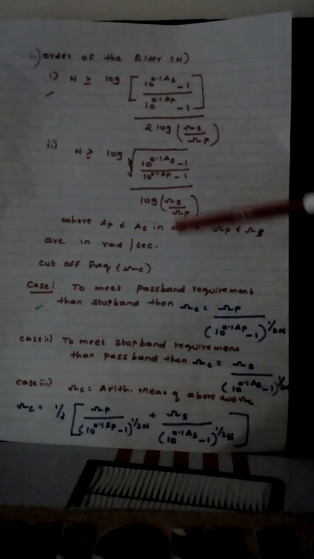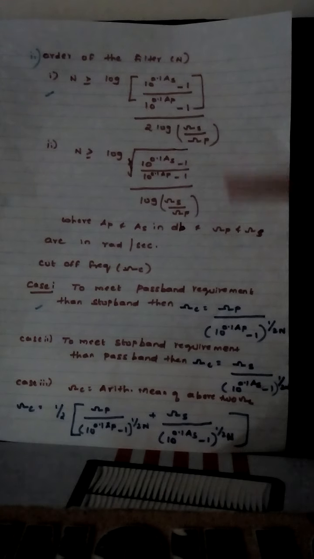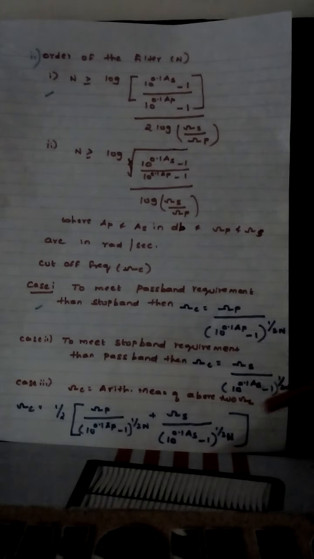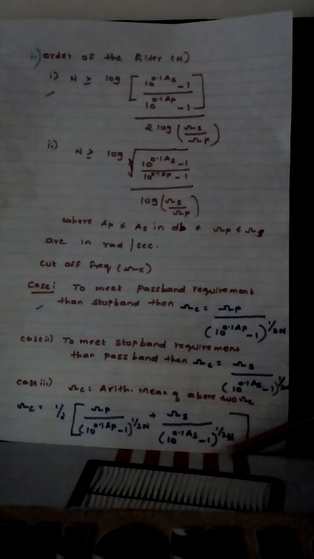So next, we have to find out the cutoff frequency. Sometimes in the question they will ask to meet the pass band requirement rather than the stop band. So we have to use this formula: omega c equal to omega p divided by 10 to the power of 0.1 Ap minus 1, the whole power of 1 by 2n. If they are asking for the stop band requirement rather than the pass band, then here we use the stop band omega s divided by the same expression, substituting the stop band attenuation, or we can use the arithmetic mean of the two.